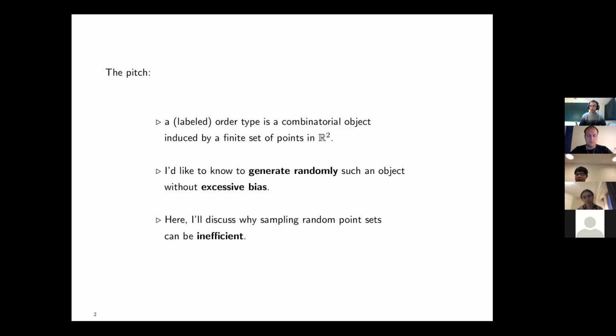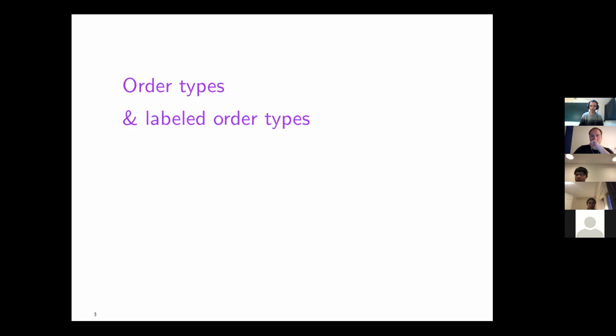And I don't know how to do that. So what I'm going to tell you today is why some very natural methods for sampling order types are very inefficient. Okay, so that's the pitch. I don't provide solutions. I'll end up with questions, and the number one question is how could we possibly generate random order types efficiently and without too much bias?